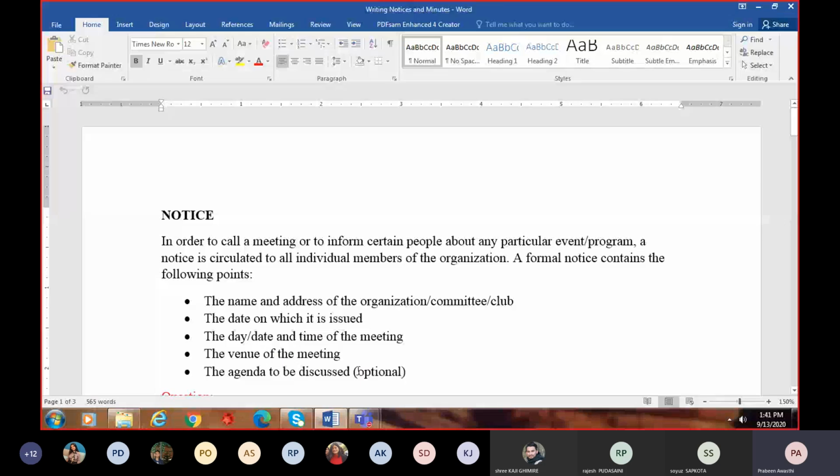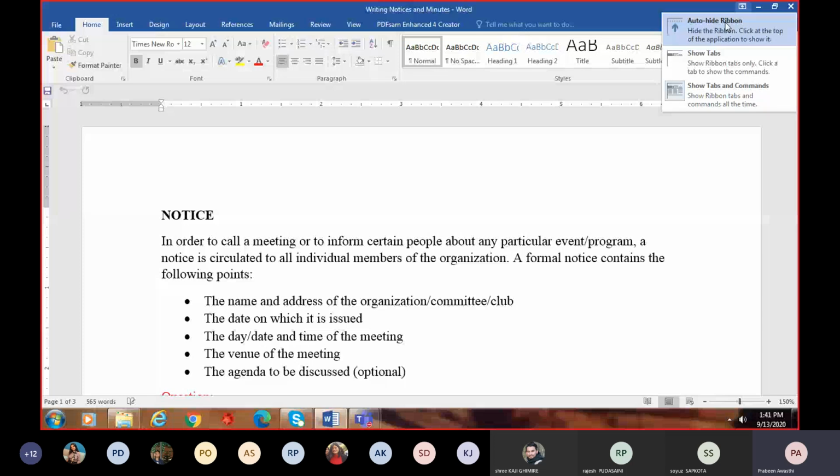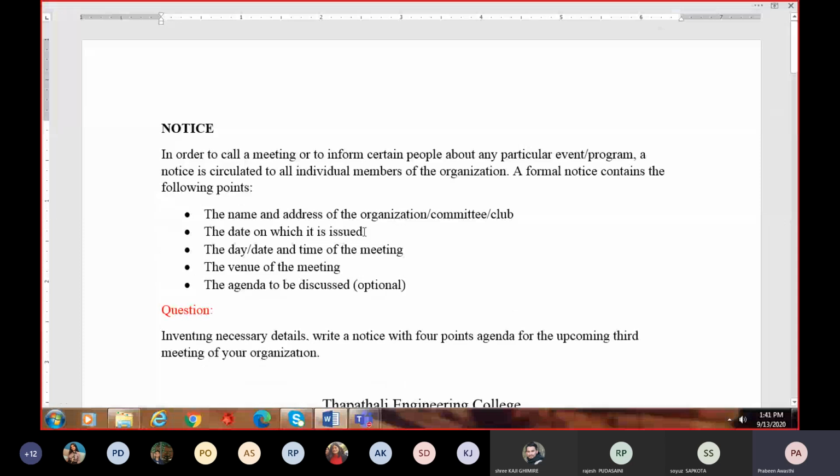Okay, so let's start our discussion. Today we are going to deal with writing notices and minutes with agenda. If you talk about the exam, it carries 5 marks, and always you will be asked to write a notice to call for the meeting or any other programs, or you will be asked to write minutes with certain agenda. So let me start with the introductory part, then we will move to the practical things.